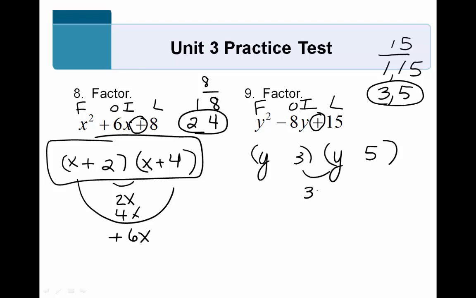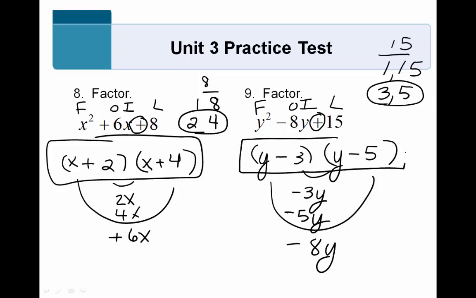3 times y is 3y. y times 5 is 5y. To get a negative 8y, they must both be negative. So I have y minus 3 multiplied by y minus 5, or y minus 5 multiplied by y minus 3.